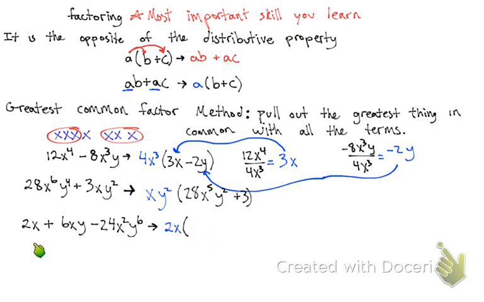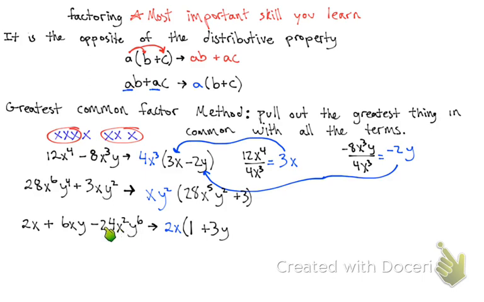Now you're going to take each one of these 3 terms and divide it by 2x. So 2x divided by 2x is 1, because 2 divided by 2 is 1, and you had an x, you took it out, so you don't have an x anymore. The next one, 6 divided by 2 is 3, positive 3, so make sure you put a plus sign. You took out the x, but you still have your y.